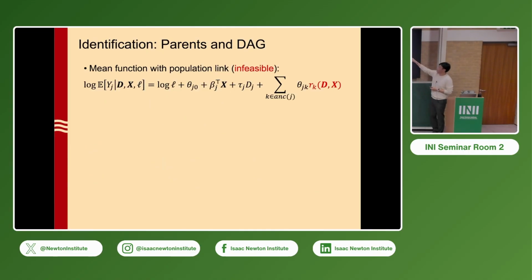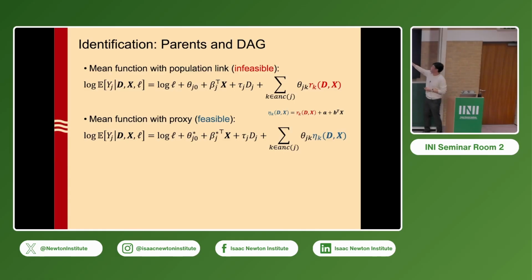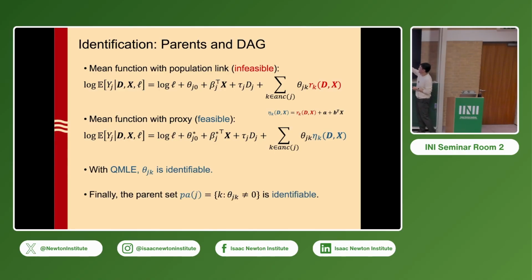So this regression is infeasible, but you can do this regression by using this equation over here, and you still have the same theta_jk. So this you can estimate, so you can do this type of regression using the proxy variables. Okay, and then also if this mean function is correctly specified, then you can also estimate this theta. And if this theta_jk is non-zero, then we call that a parent. So that's how we can identify this.